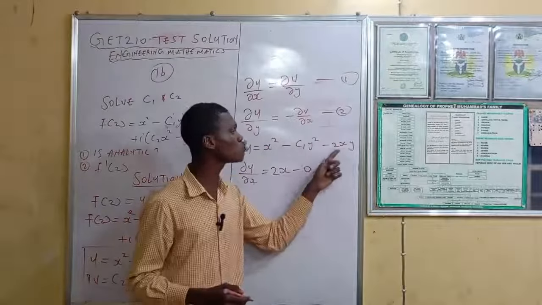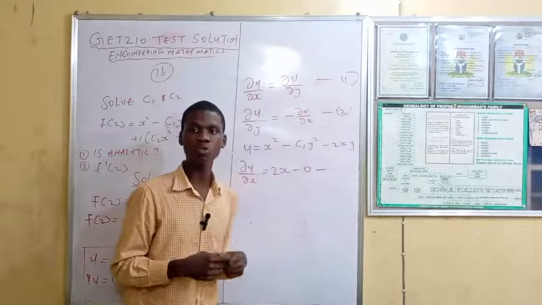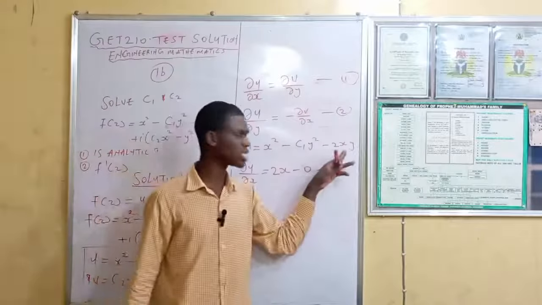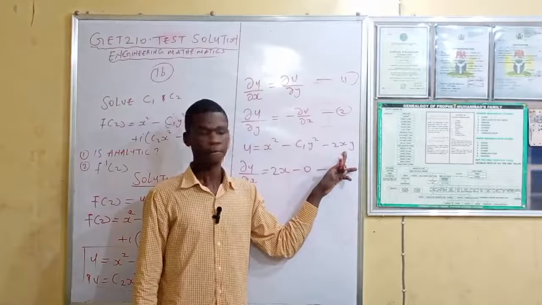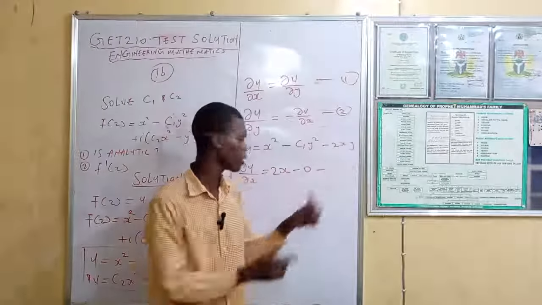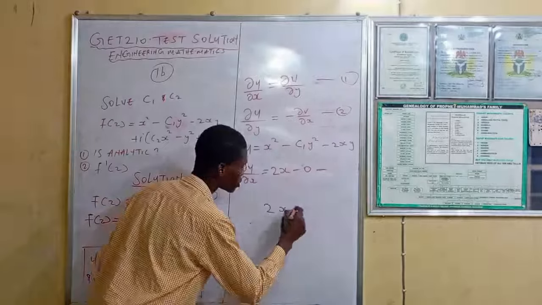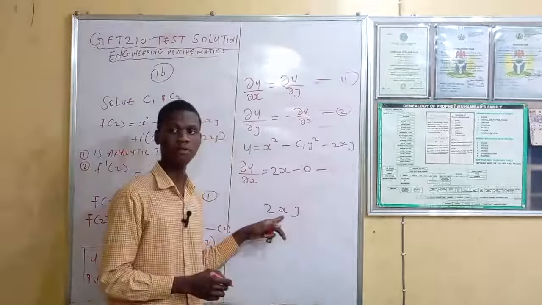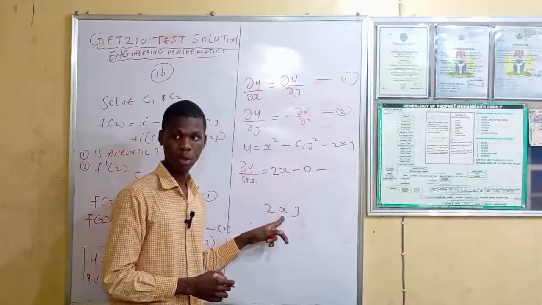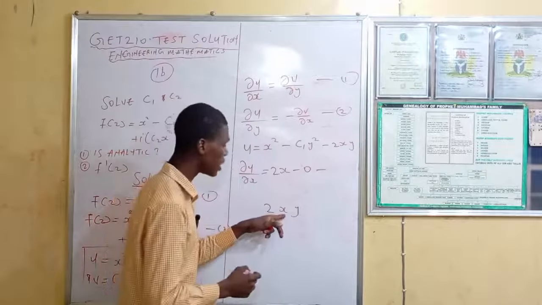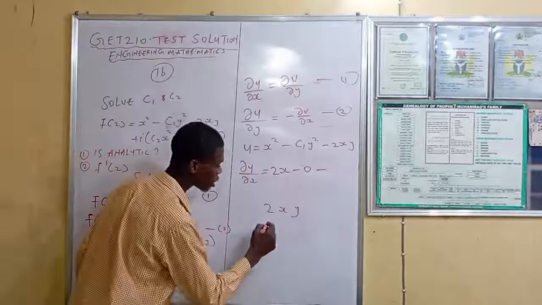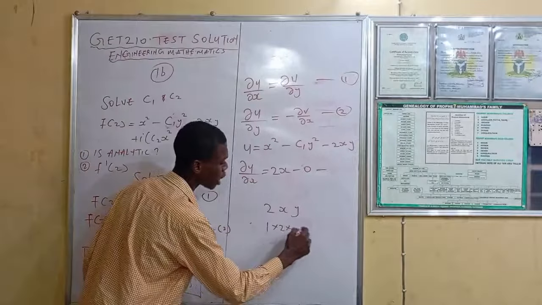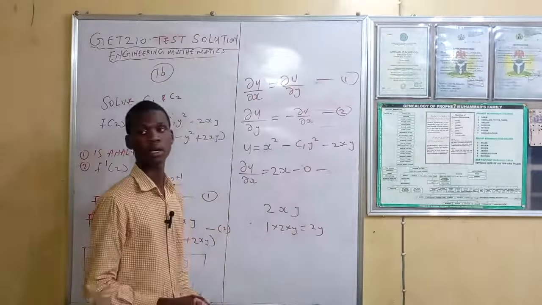Minus, I'm having 2xy, but I'm differentiating with respect to x. Now, differentiate x here. What do we have? We have 2xy. Differentiate x. What will be the derivative of x? 1. The derivative of x is 1. So you are now saying that 1 times 2 times y, that was 2y.